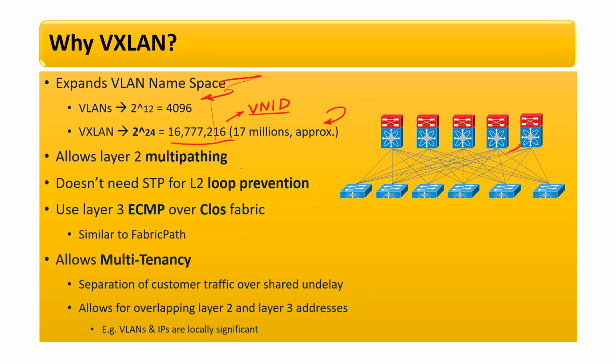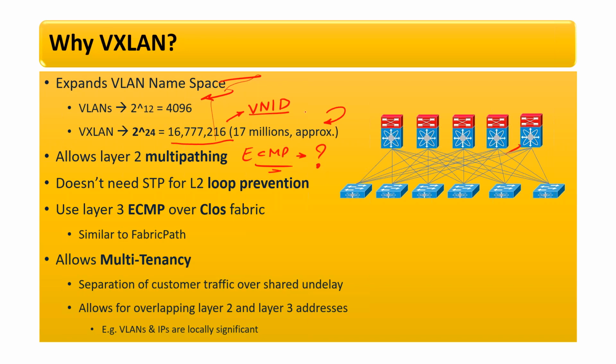It allows multipathing. We have seen ECMP, and I gave you one question to think about how this ECMP happens. In my last theory session on VXLAN, before moving over to the lab, we will be checking who provides the ECMP facility to VXLAN. It doesn't need Spanning Tree Protocol, a layer two loop prevention mechanism, etc.